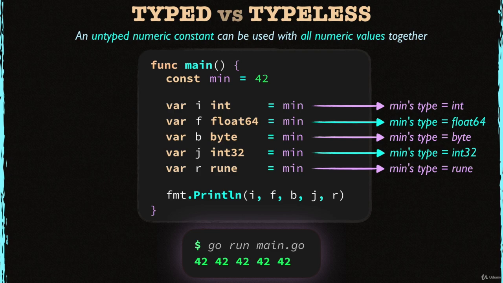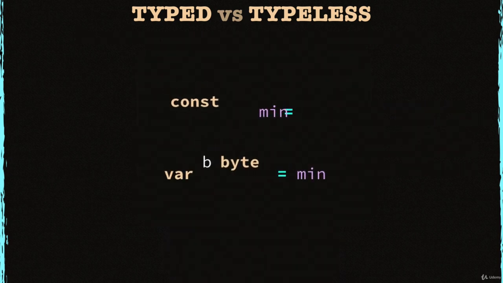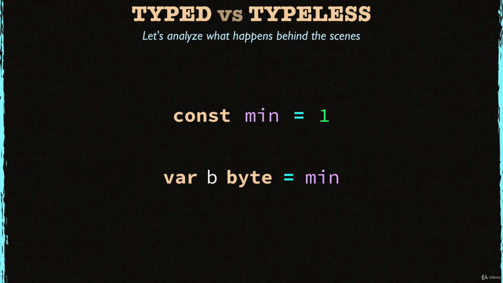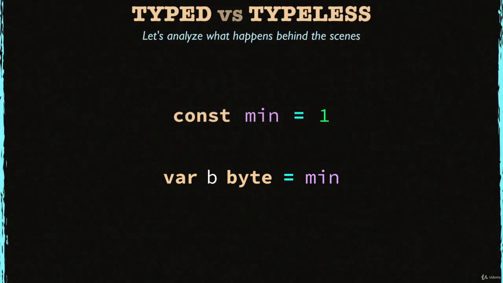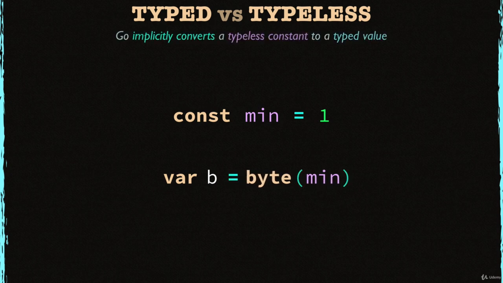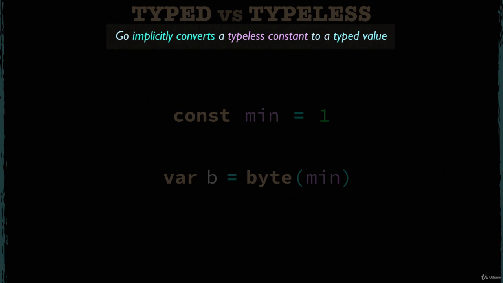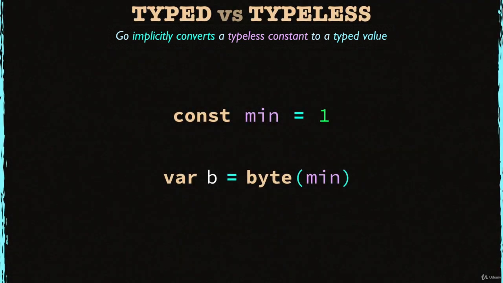Let's take a look at what happens behind the scenes. Here is the same constant and a byte variable. I just assigned the typeless min constant to the byte variable again. When Go sees this assignment, it's going to convert the typeless numeric constant to a byte type automatically, like this. So behind the scenes, Go converts the min constant to a byte value first, and after that, Go assigns it to the b variable as a byte value.